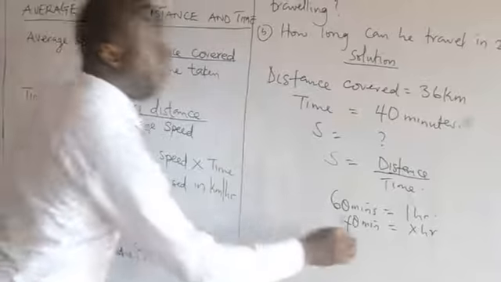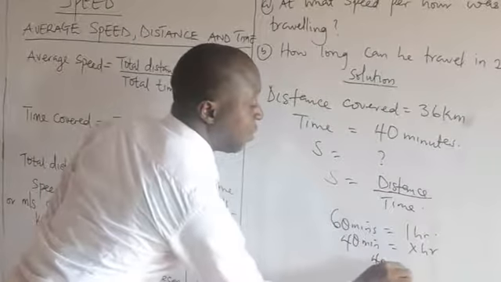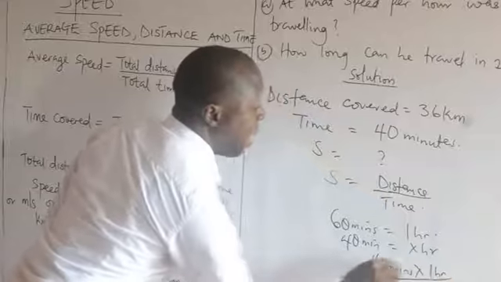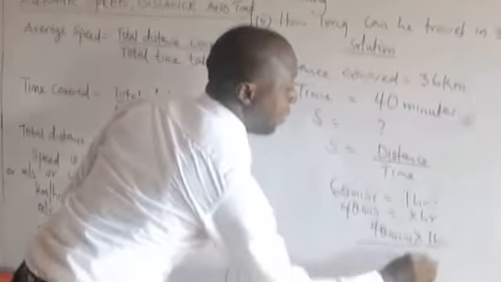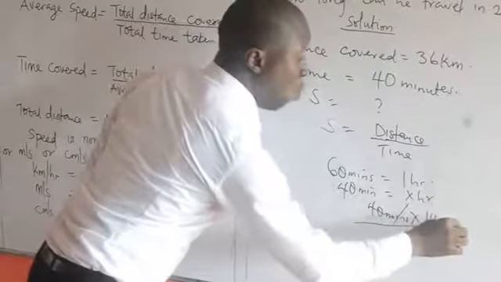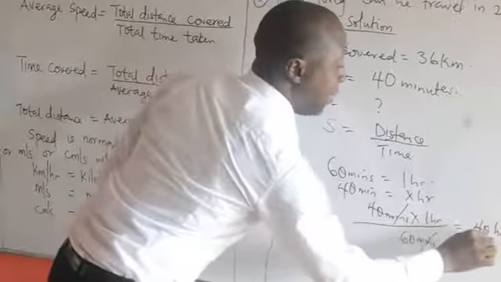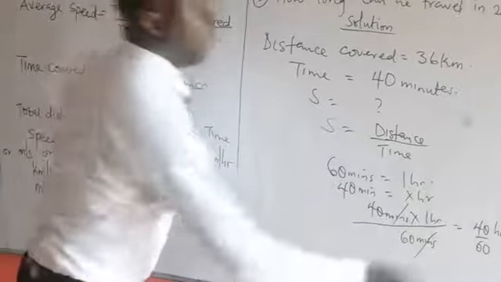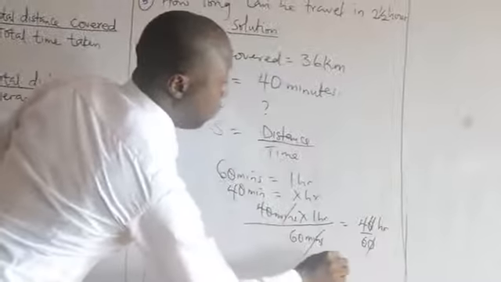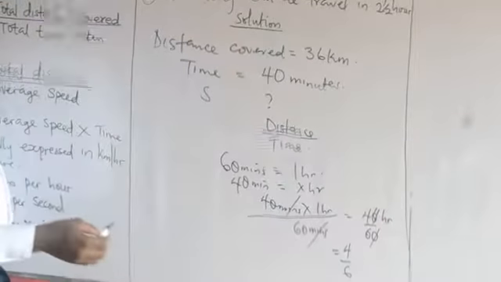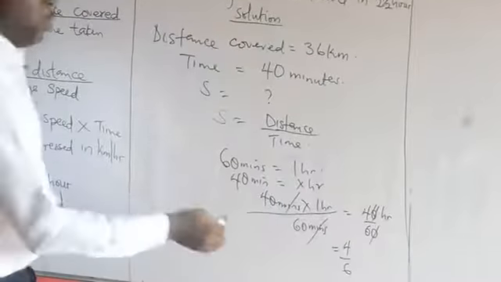So we'll cross multiply. We'll have 40 minutes multiplied by 1 hour divided by 60 minutes. So the minutes will cancel out. 40 times 1 hour will give us 40 hours divided by 60. So the 0 can cancel. We're left with 4 over 6. But we can still use 2 to reduce it to the lowest terms. 4 divided by 2 will give us 2, and 6 divided by 2 will give us 3. So we have 2 over 3 hours. It simply means that 40 minutes is equivalent to 2 over 3 hours.